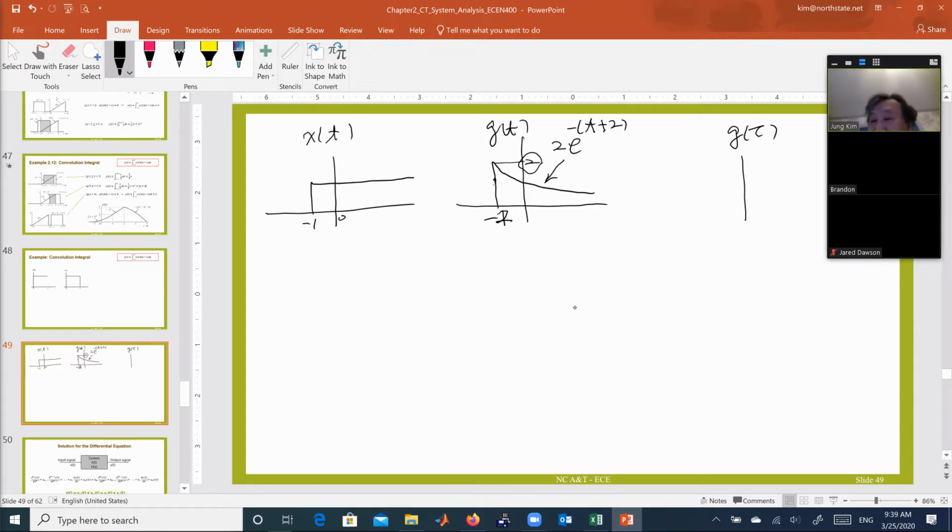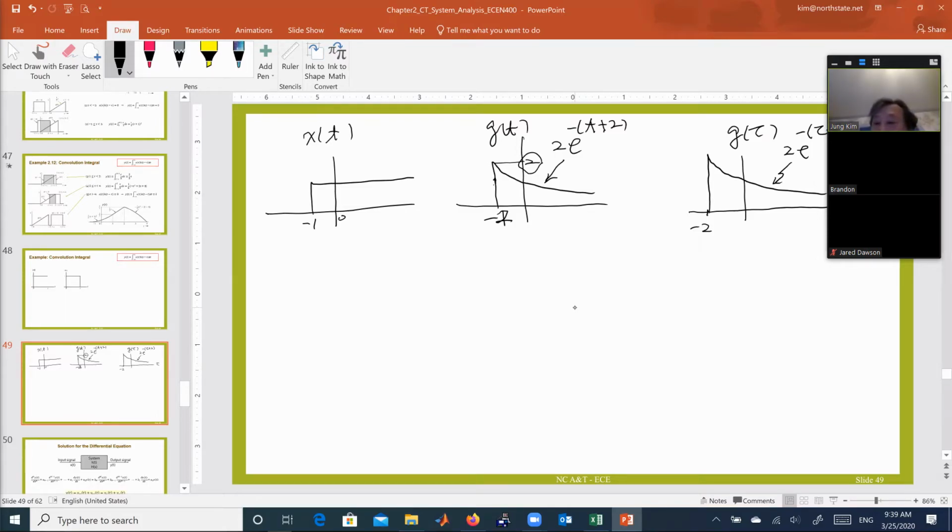Okay, so this one is the tau domain. All right, this is exactly the same thing. So this is minus 2. Okay, so this is 2 e to the minus (tau plus 2). So far it's okay. Everyone understands, right?